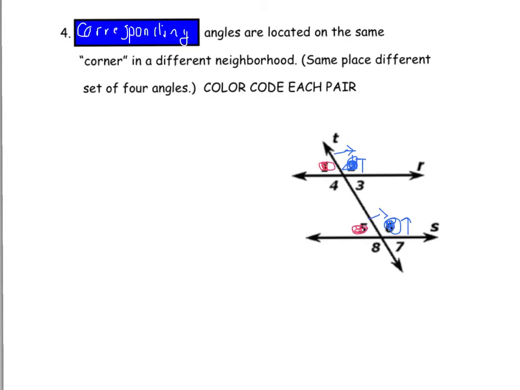1 and 5 are corresponding because they're above and to the left. Let me switch colors. 4 and 8 are corresponding angles because, again, they're in the same location, below to the left, but a different intersection or a different neighborhood. And 3 and 7 are corresponding because they're below to the right and below to the right. Corresponding angles are located in the same corner but a different neighborhood or intersection.